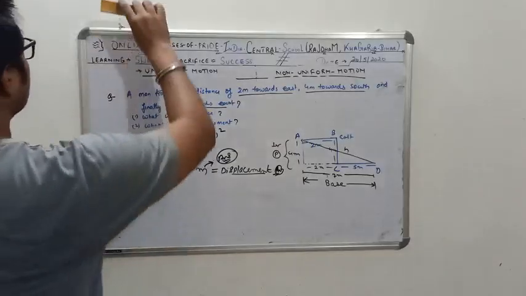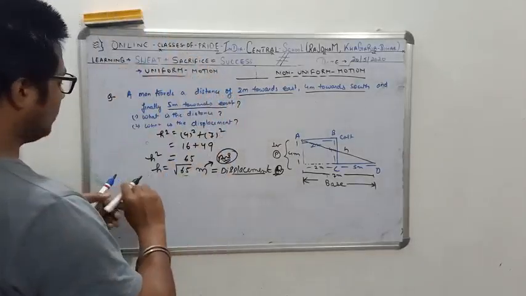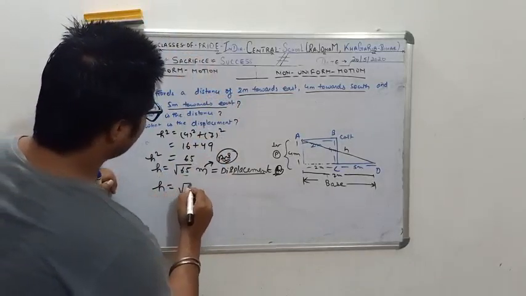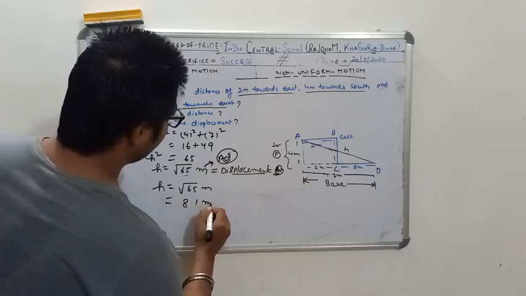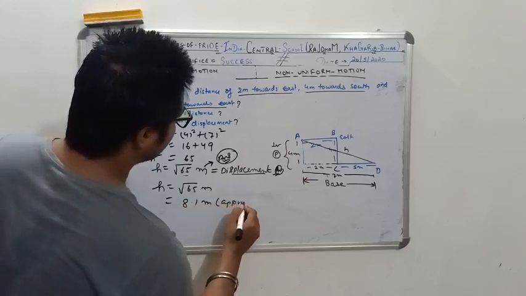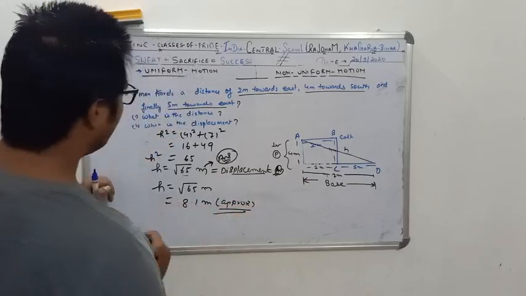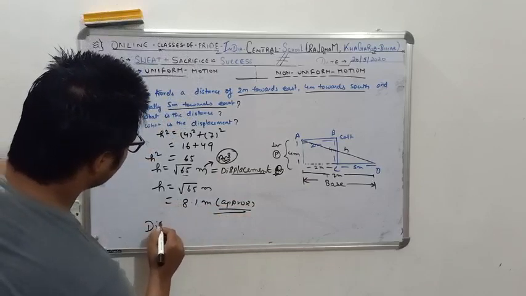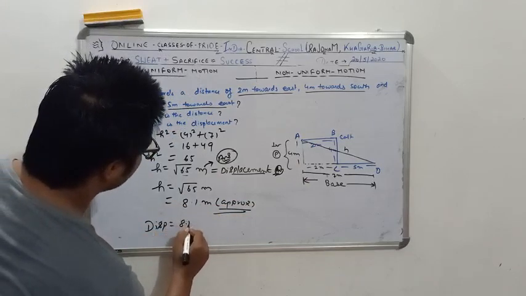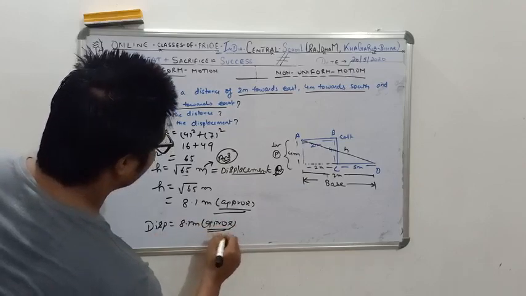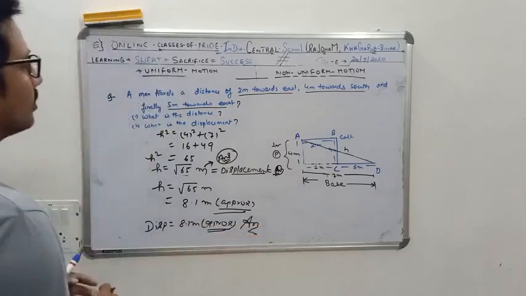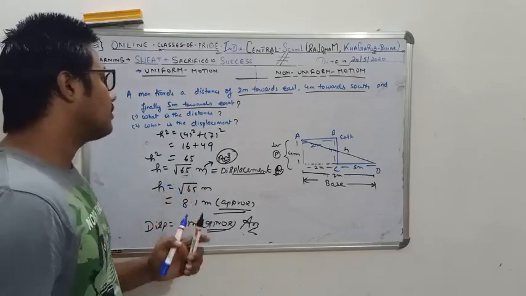We came to know that h is equal to under root 65 meters, which is almost equal to 8.1 meters approximately. So this is the displacement, which is 8.1 meters, and this is the answer. I think you all must be very familiar with this.